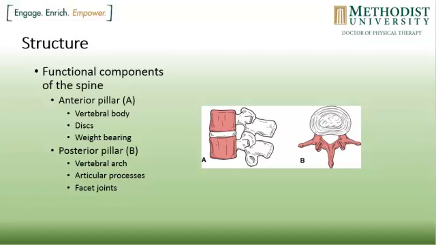The posterior pillar consists of the vertebral arch and the articular processes and the facet joints. The purpose of this area is to have protection for the spinal cord that goes down and to allow attachments of muscular and ligamentous structures. Additionally, the shape of the posterior pillar allows for some stability, which we will talk about here soon. It provides inert structural stability to the spine.